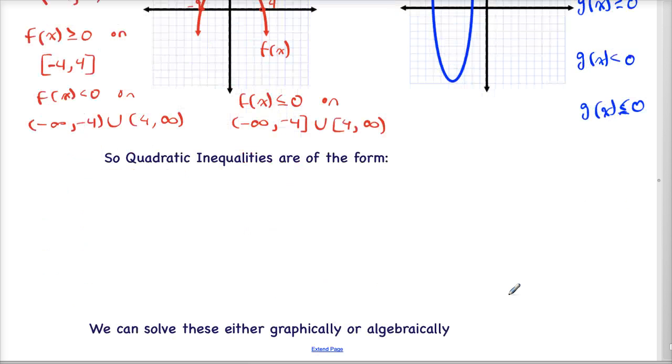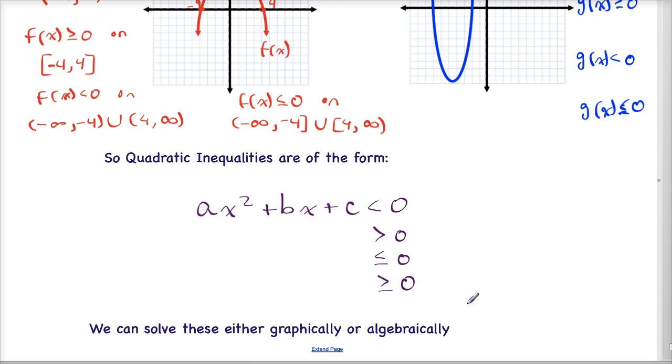Okay, so we were talking about quadratic inequalities. We're gonna use our different inequality symbols. A lot of the time that we're gonna use these, we'll already have it in a form that looks like this. We'll have it just like a standard form of a quadratic function, ax squared plus bx plus c. But instead of equal to 0, we'll have one of our inequalities. So we could have less than 0, we could have greater than 0, less than or equal to, or greater than or equal to 0.